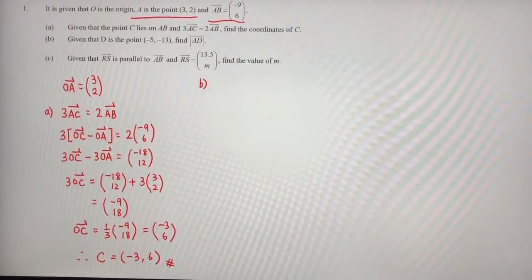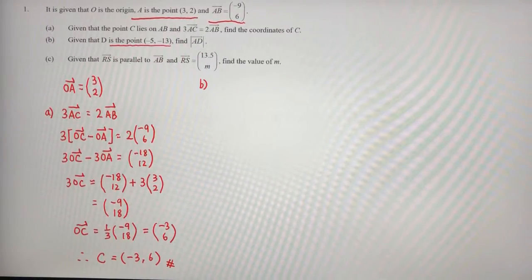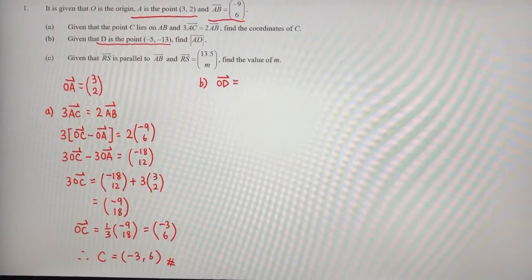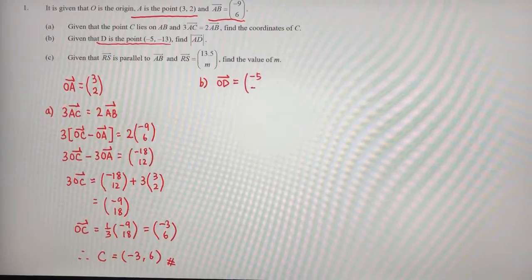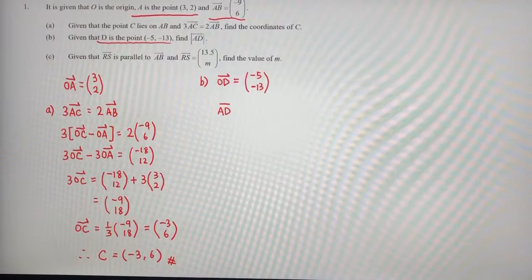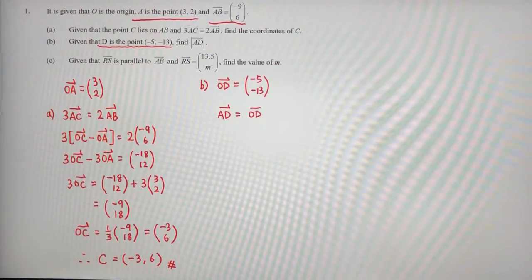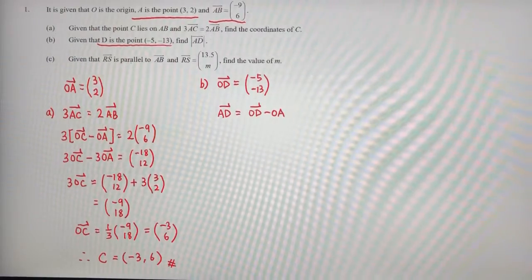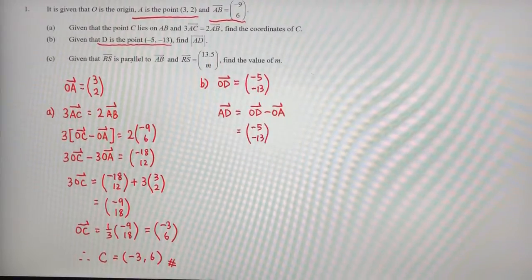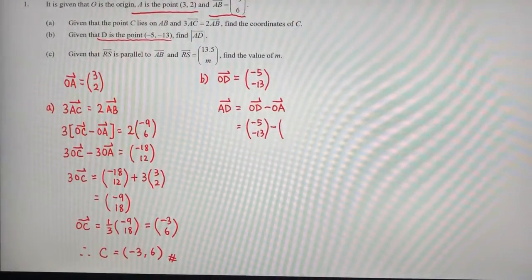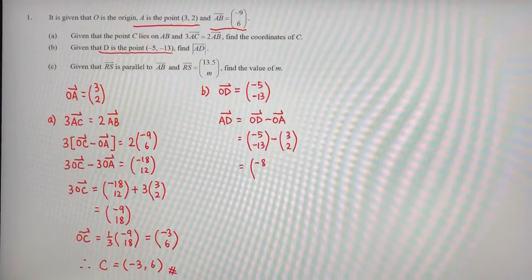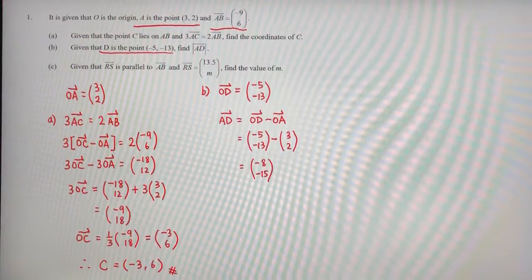Part B. The question tells us that the coordinate of point D is (-5, -13). Again, we deal in a similar manner. Express the position vector of point D as a column vector (-5, -13). And since the question wants us to find the magnitude of vector AD, we shall then find the vector AD by again using the position vector knowledge, OD minus OA. With that, our vector AD equals (-8, -15).